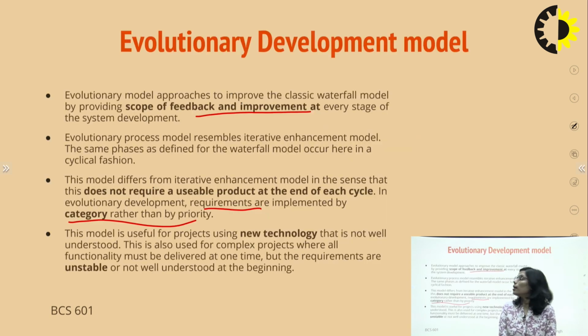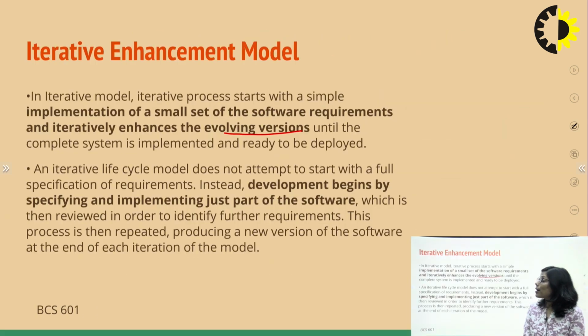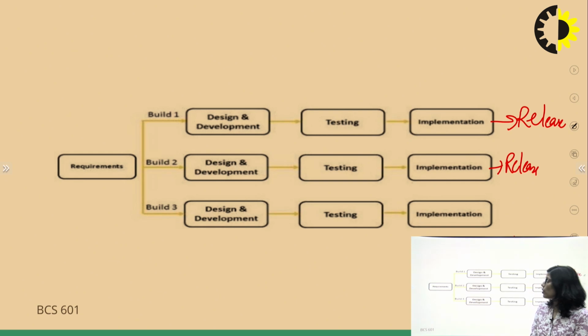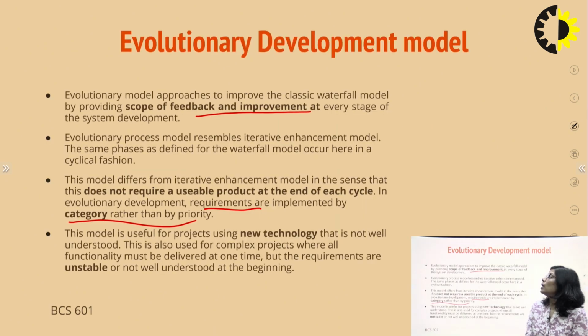So the main difference between the iterative enhancement model and the evolutionary model is that the iterative enhancement model is mostly followed in those cases where the size of the project is huge and we want the product to be released in versions. Whereas when the requirements are not very clear and we want to make the product in various parts, we can do it by the evolutionary development model.